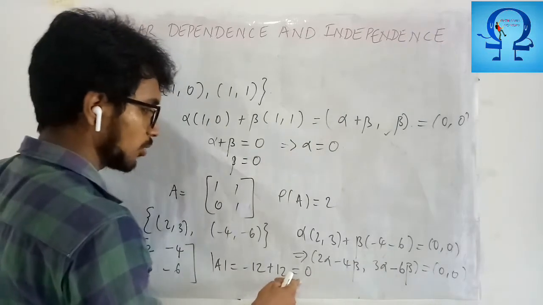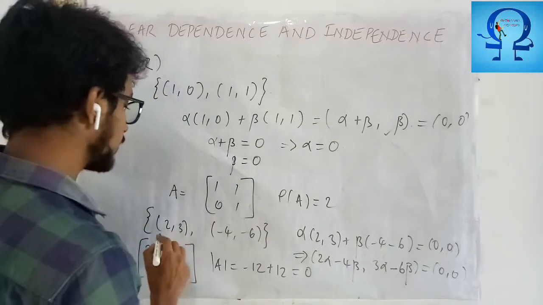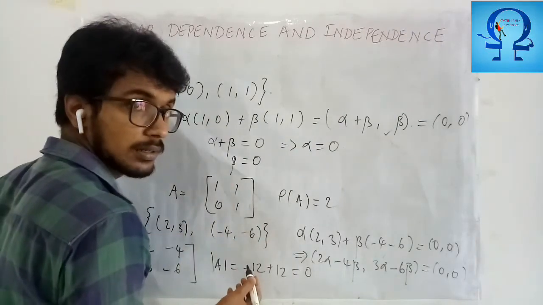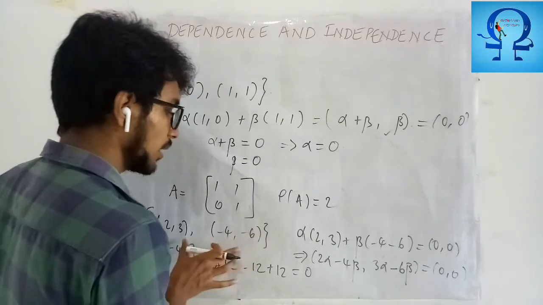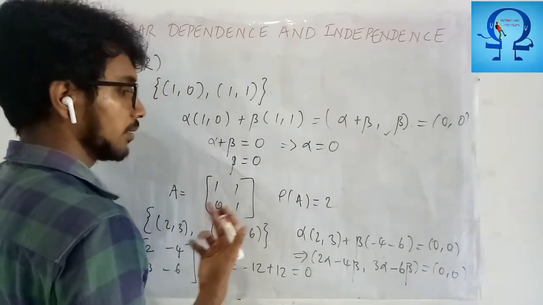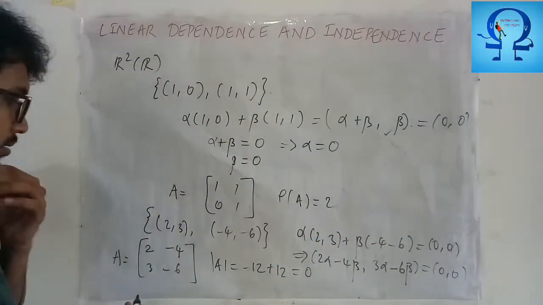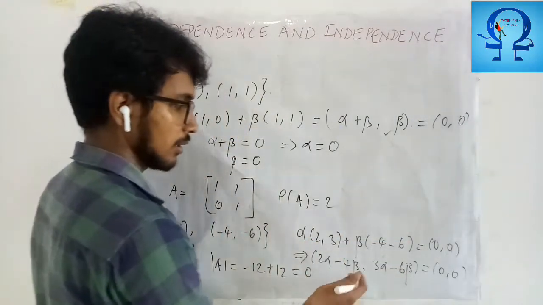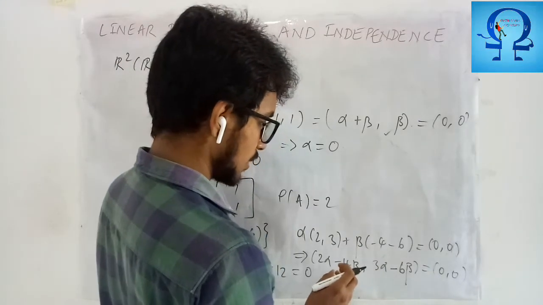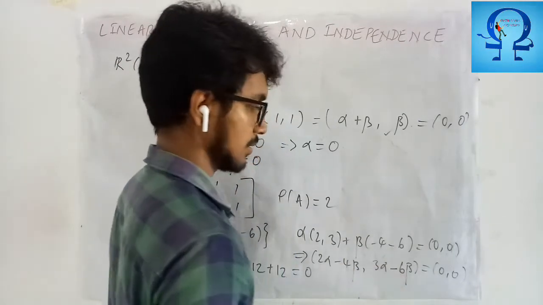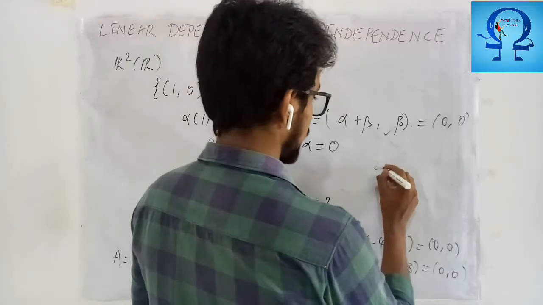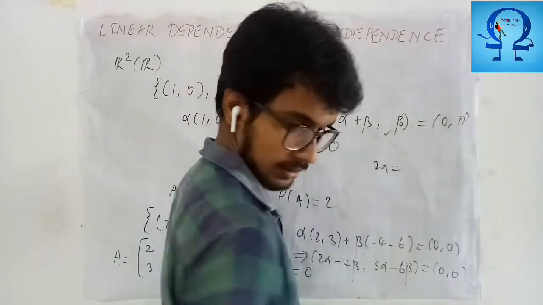So the rank is not going to be 2. Therefore these vectors cannot be linearly independent. So they are linearly dependent. Here you can see that this vector has some relation with the other. 2 alpha, just a minute.